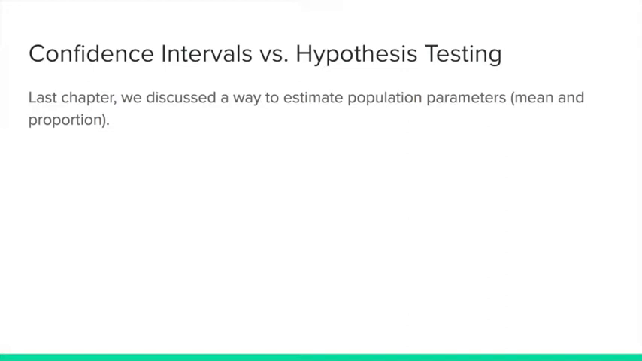So what this confidence interval idea gives us the ability to do is come up with a good estimate for the population mean or proportion without having to count everyone.